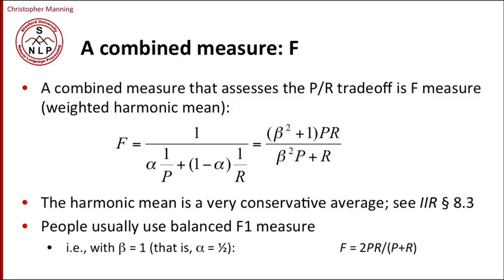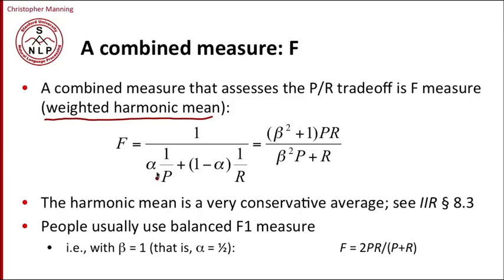So what is the F measure? It's neither more nor less than a weighted harmonic mean. At this point we have to revise a little bit of math on means. You doubtless remember the arithmetic mean, which is just the average of two things, and you perhaps also remember a geometric mean. But in addition to both of those, there's a harmonic mean.